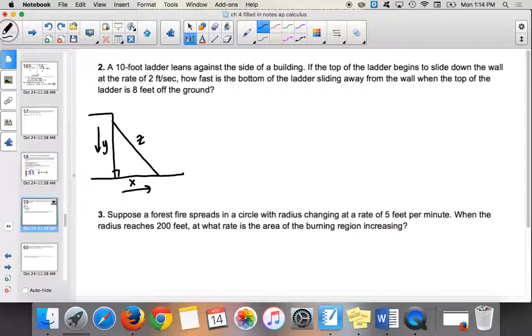All right, so I'm going to go ahead and set up an equation that relates these variables. So what's an equation that relates x, y, and z? X squared plus y squared. Pythagorean theorem. X squared plus y squared equals z squared.